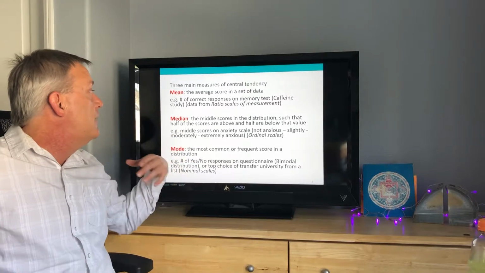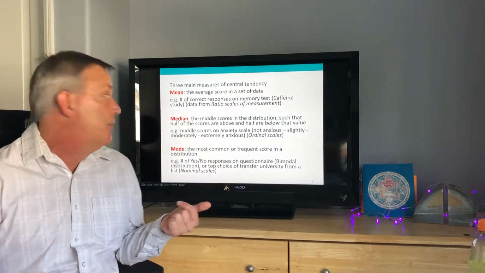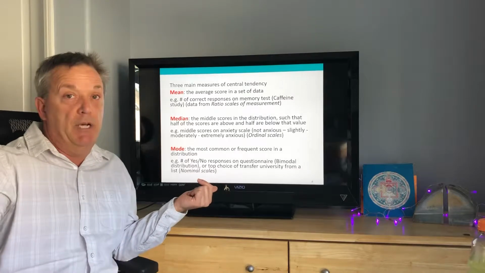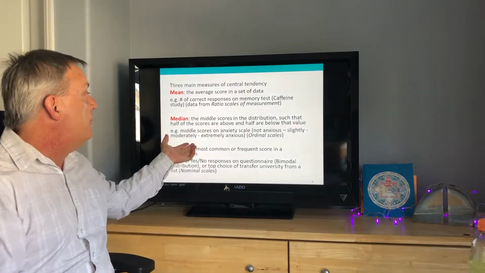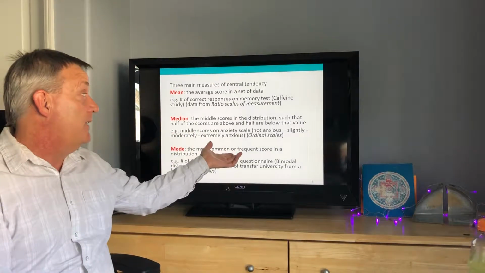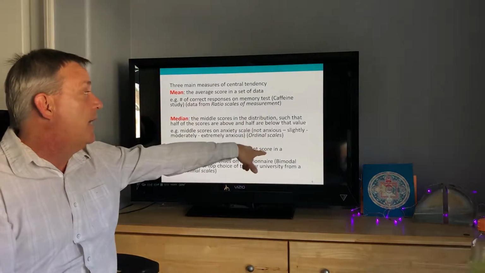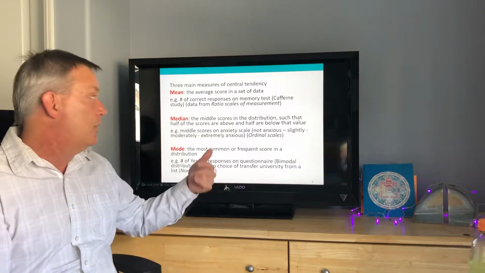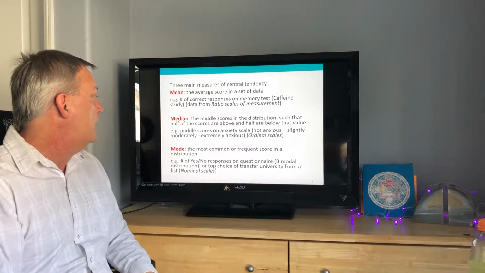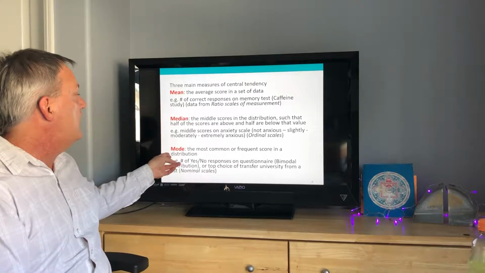The median is simply the middle score in a distribution, such that half the scores are above and half the scores are below that value. An example would be middle scores on an anxiety scale, where it ranges from not anxious, slightly anxious, moderately anxious, and extremely anxious. And of course, this would be from an ordinal scale of measurement. And the final one is the mode.